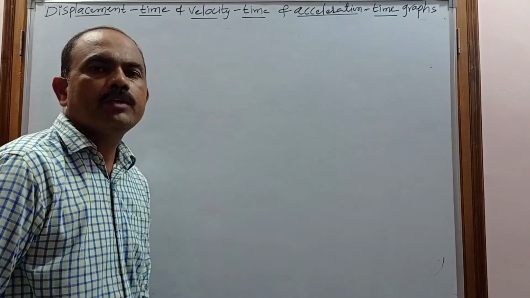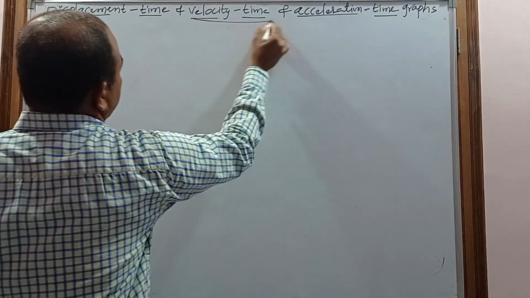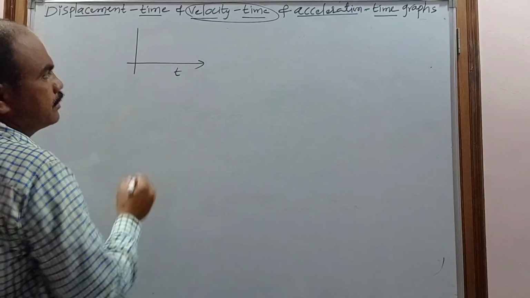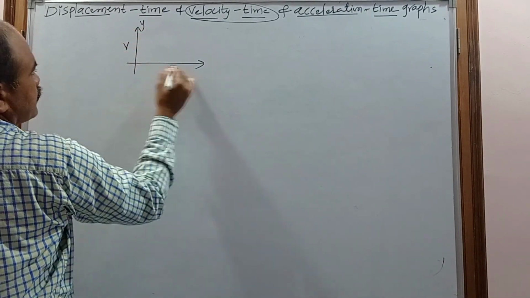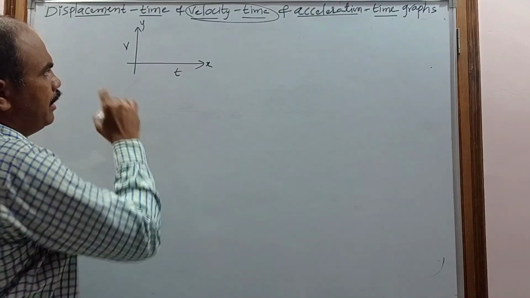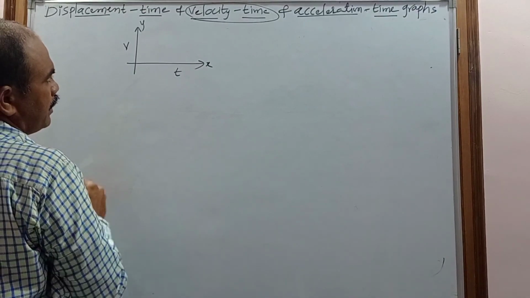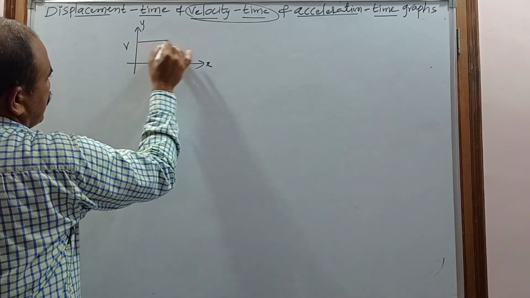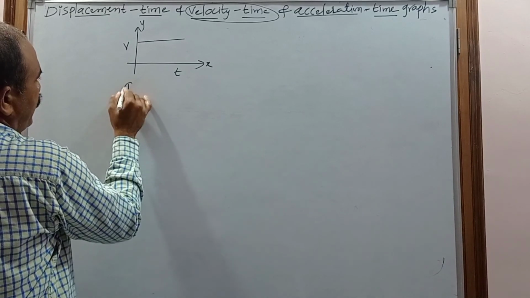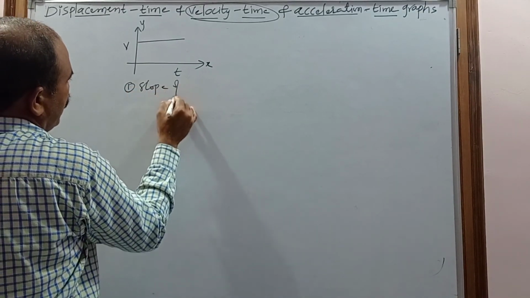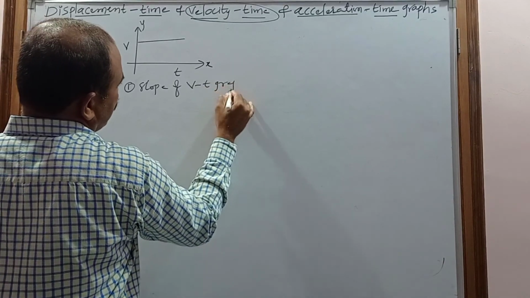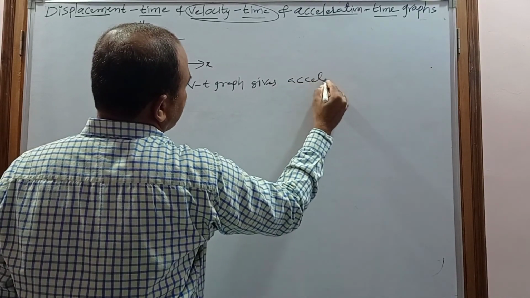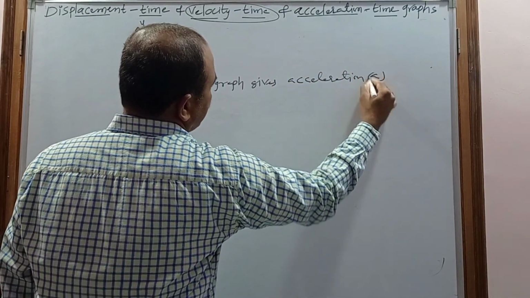Velocity versus time graph. Now coming to the velocity versus time graph. By taking time on the x-axis and velocity on the y-axis, if we draw the graph, that graph is called the velocity time graph. For example, if the velocity time graph will be like this, you have to remember this, it is very important: the slope of the velocity versus time graph gives acceleration, a.